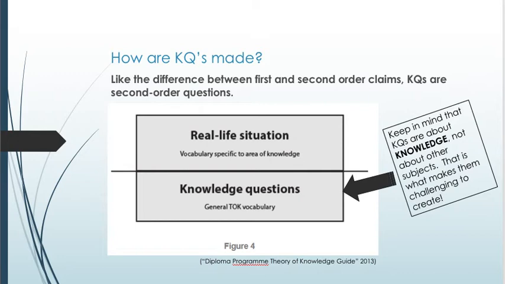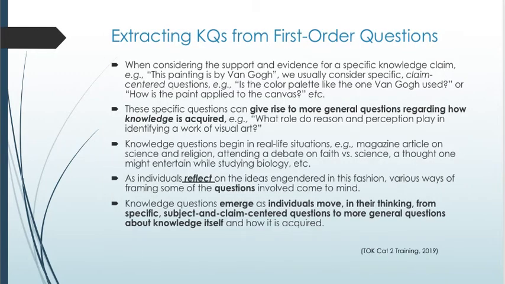Keep in mind that KQs are about knowledge, not about other subjects. That's what makes them challenging to create, because we take another subject and we tease out or extract a question about knowledge related to that subject. So, extracting KQs from first order questions. When considering the support and evidence for a specific knowledge claim, for example, this painting is by Van Gogh, we usually consider specific claim-centered questions. For example, is the color palette like the one Van Gogh used, or how is the paint applied to the canvas? Questions like this to try and prove that knowledge claim.